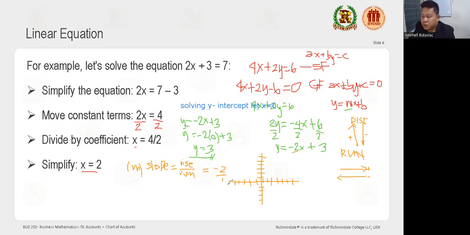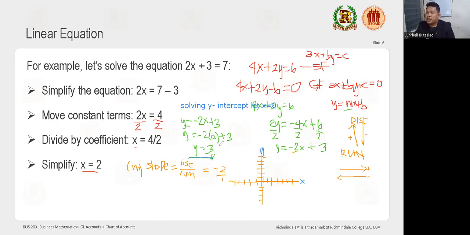Okay, now, as you can see, 2 and 1. In plotting a linear equation, we have to start from the y-intercept. So our y-intercept is 3, and it is along the y-axis. So this is the x-axis, and this is the y-axis.